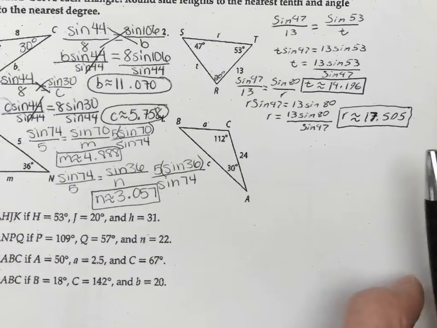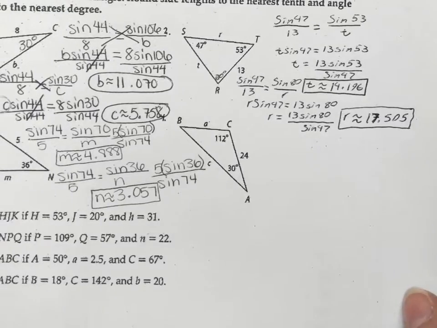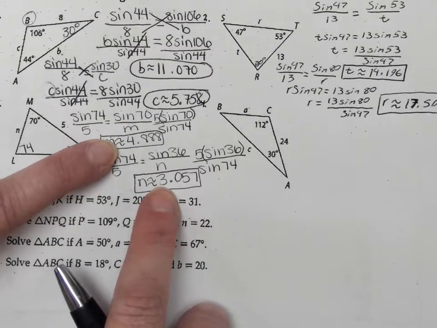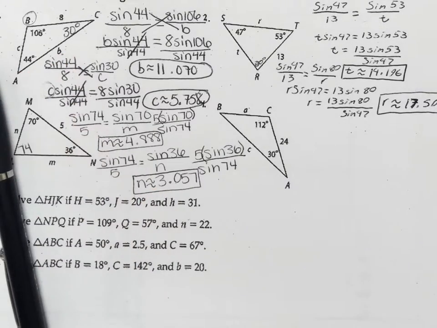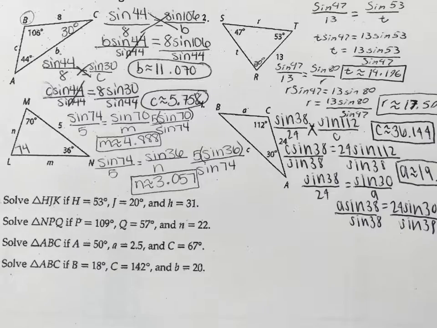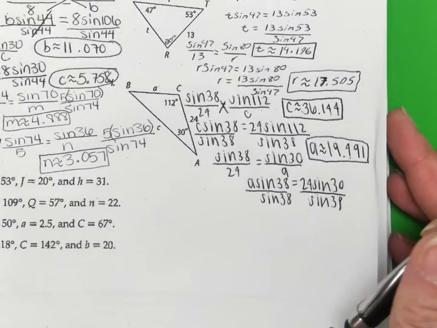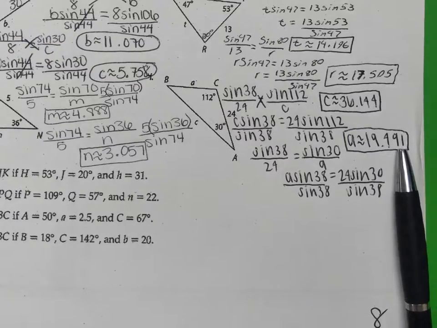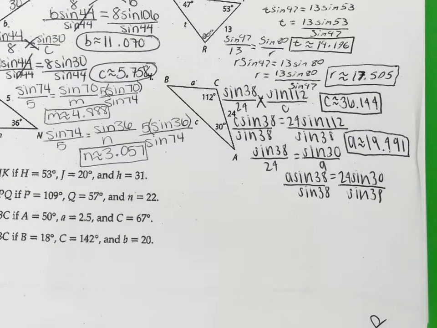Alright guys, Gracie just did number 3 for you. Check your answers, 4.888 and 3.057. Very good job, Gracie. Alright guys, here's number 4. 36.144 and 19.491. Make sure you got the same answers. You all okay? Yeah? Good? Okay. Alright, let's try these bottom ones.